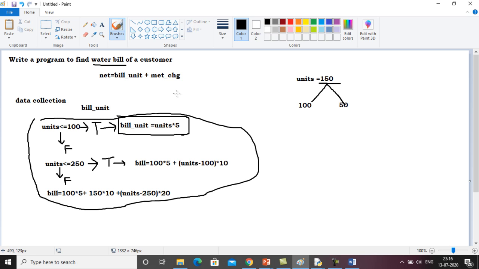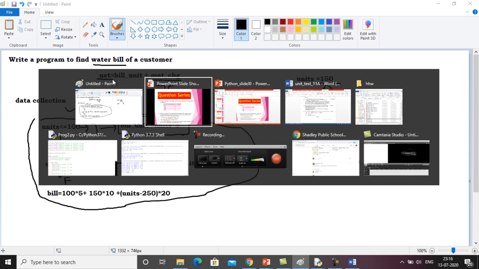Now one more thing is the meter charge. So meter charge is fixed, that is the meter charge is basically 75. So bill unit is calculated by this criteria, the meter charges is basically 75. So obviously we will add these two to get the net bill. So let's do the program.